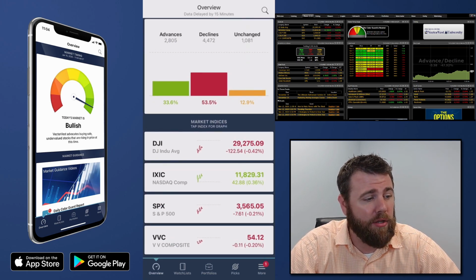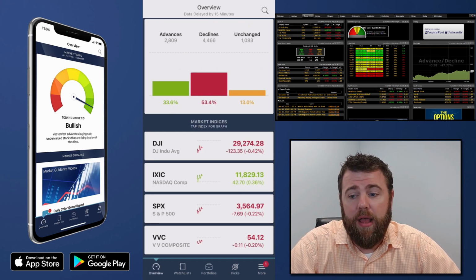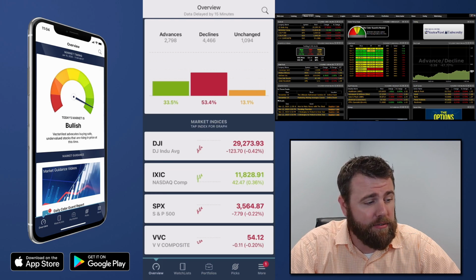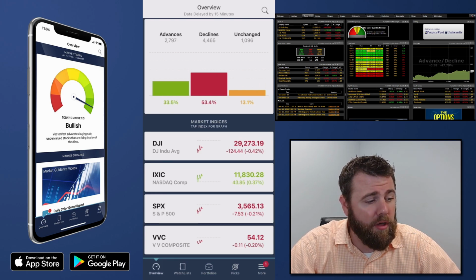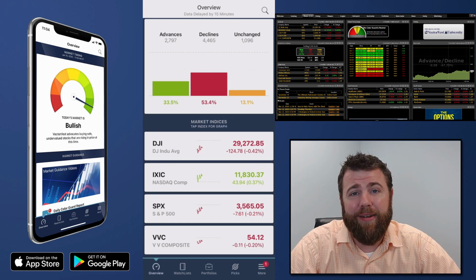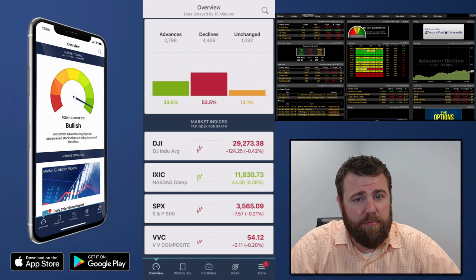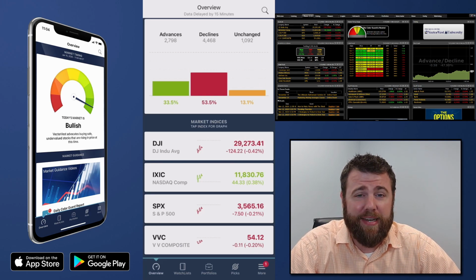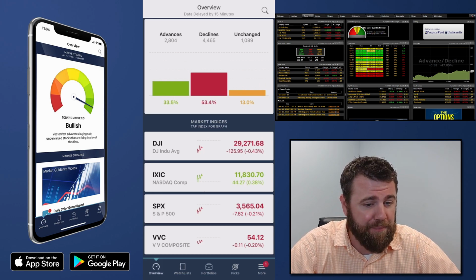We scroll down, take a look at the major indices. The Dow is down about 0.4%. NASDAQ's up about 0.3%, and the S&P is down about 0.2% here. Overall, the VectorVest composite, which is an arithmetic indexed average of about 8,300 stocks in the US market, we feel this gives us a better representation on what's happening in the market, is down about 0.2% as well.